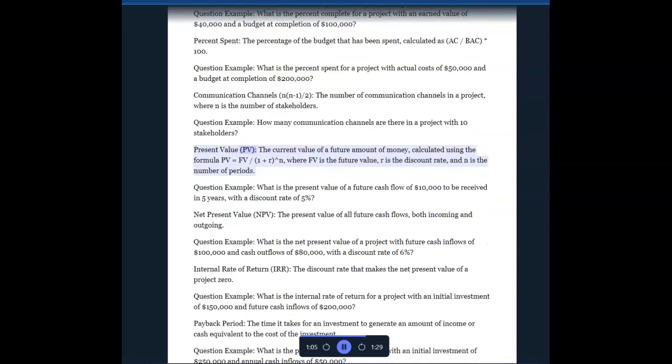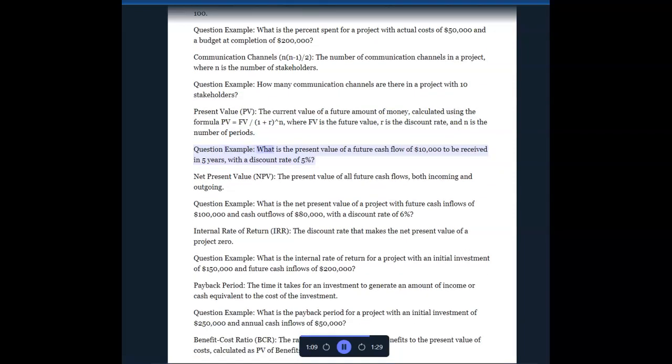Present value, PV. The current value of a future amount of money, calculated using the formula PV = FV / (1 + R)^N, where FV is the future value, R is the discount rate, and N is the number of periods. Question example: What is the present value of a future cash flow of $10,000 to be received in 5 years, with a discount rate of 5%?